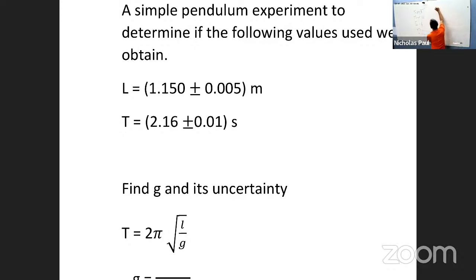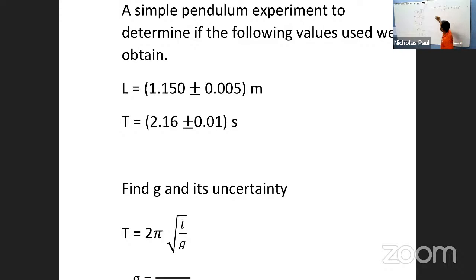Right, so first thing first, work out G. G is the length in the correct SI unit, by 4 pi squared all over T squared, so that is 2.16 squared. What did you get for G? 9.73. Yeah.